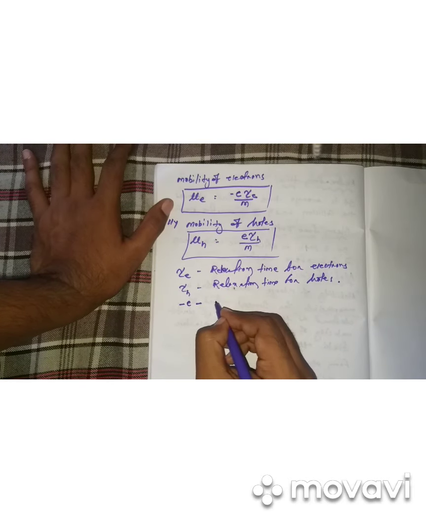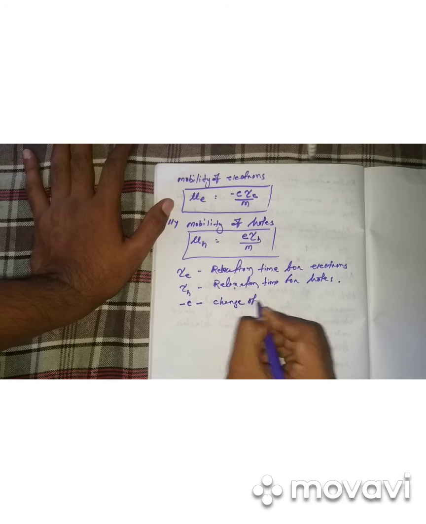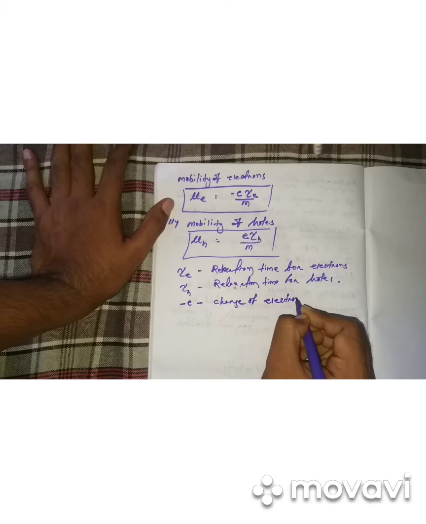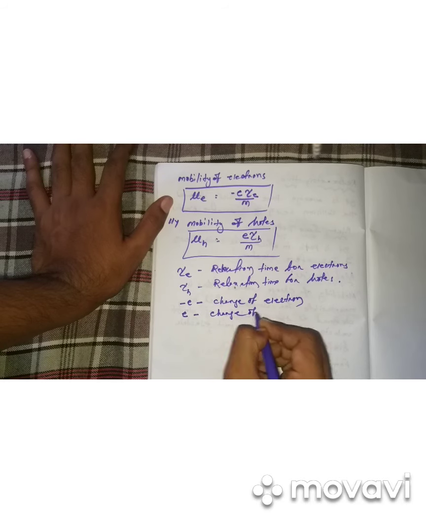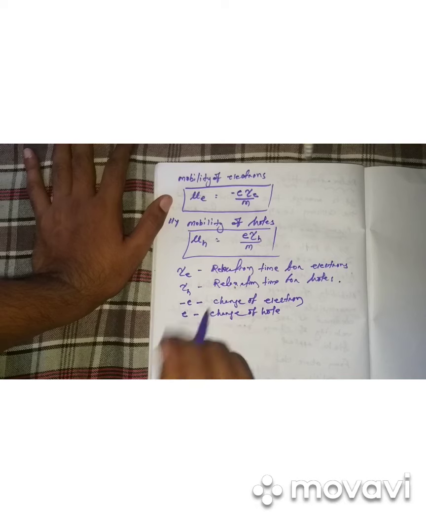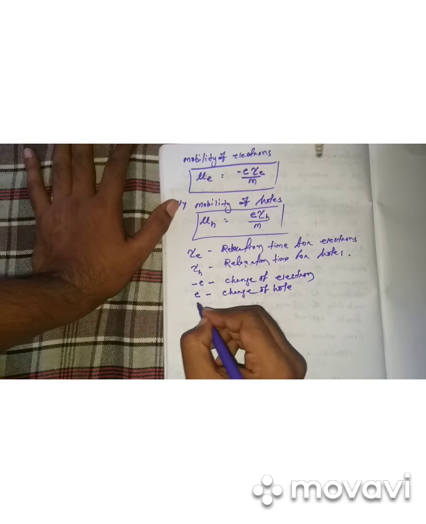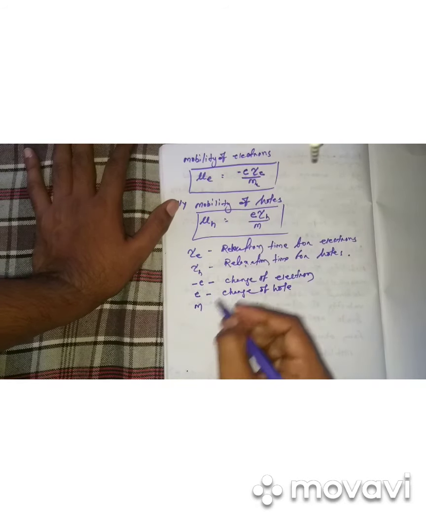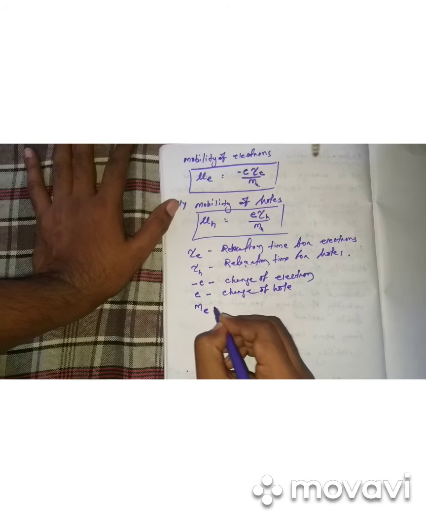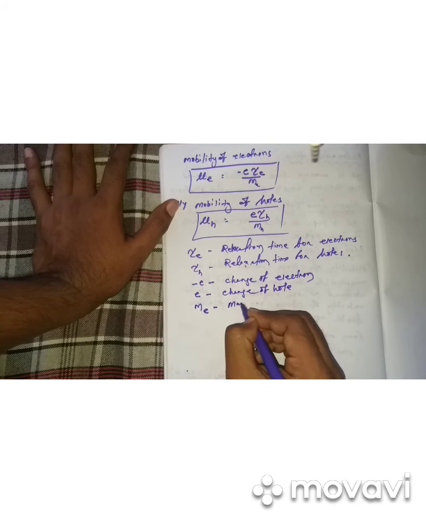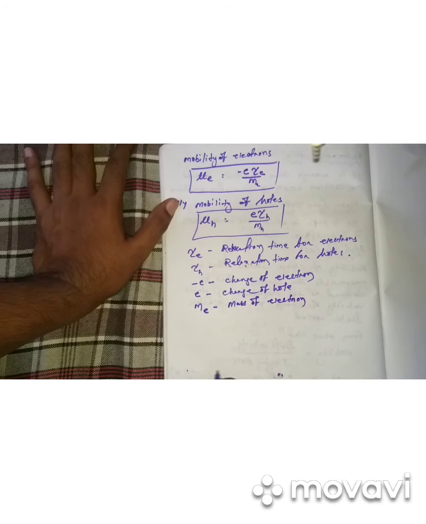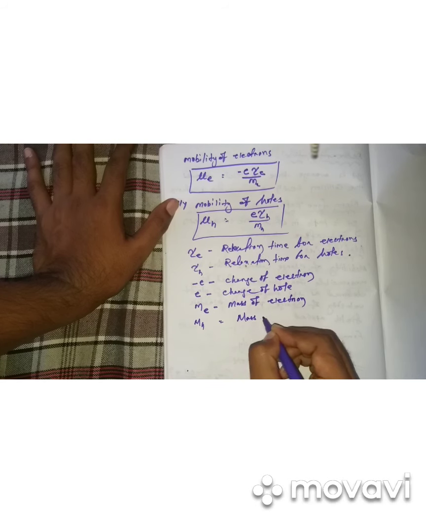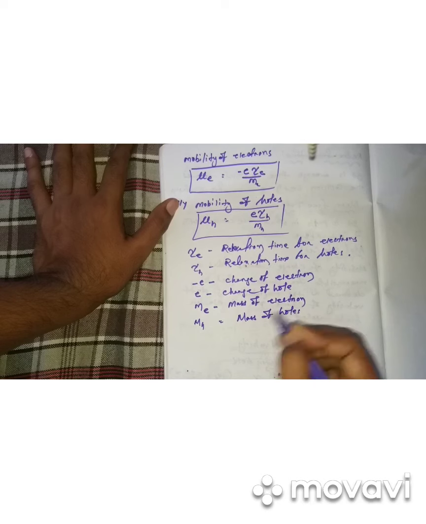Minus e represents the charge of electron, plus e represents the charge of hole. m subscript e, that is m subscript h. m e gives us mass of electron, m h represents mass of holes. Clear?